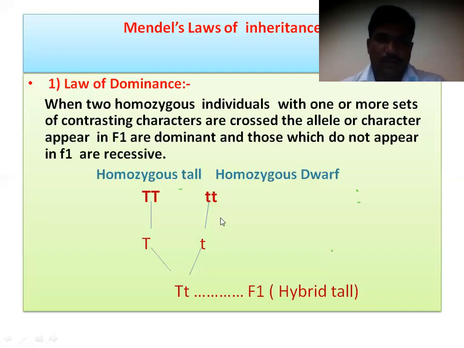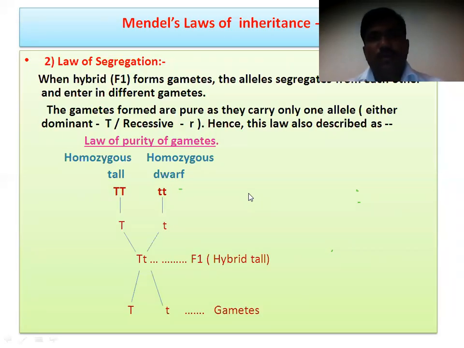The second law is the law of segregation. So the first law of Mendel is the law of dominance. It states that the character appearing in the F1 generation is the dominant character, or even in a heterozygous condition, the dominant character appears or is expressed.